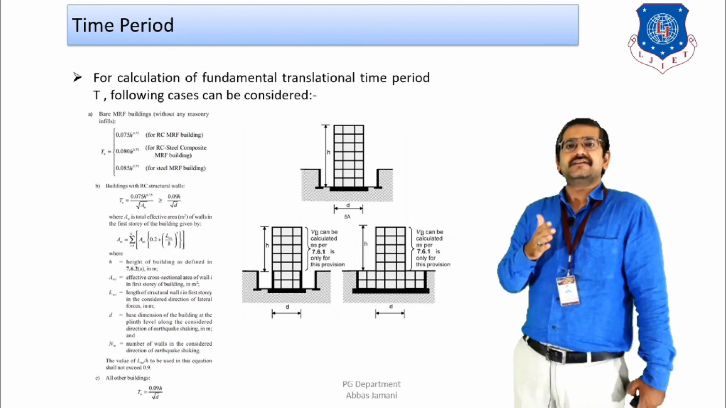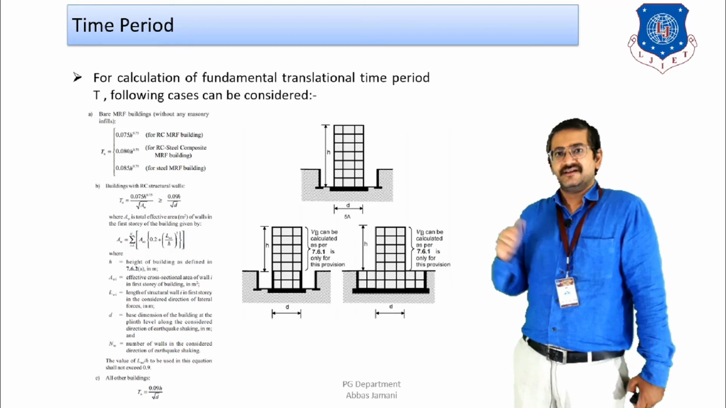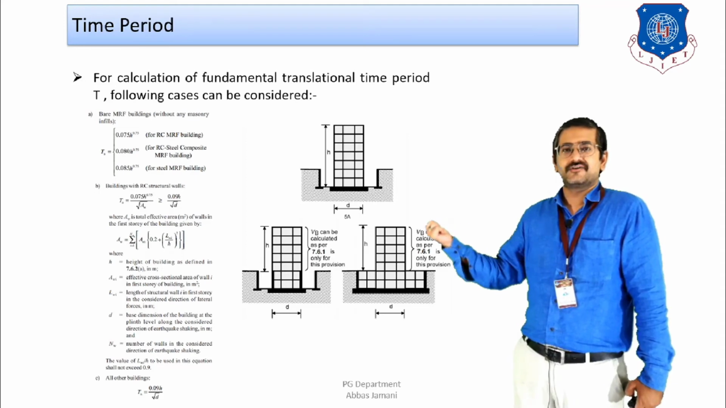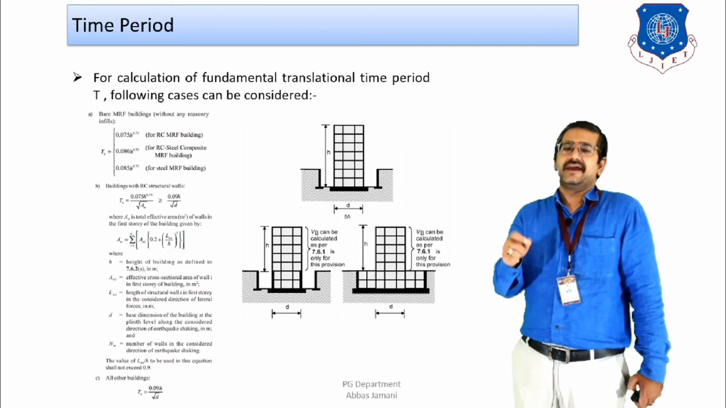And if the building is such that a dual system or a structural wall system is adopted, then the formula mentioned in the second clause has to be taken, and based on that the length of the wall has to be calculated, and accordingly the value of time period has to be calculated considering the length of wall, area of wall, and the height of the building.